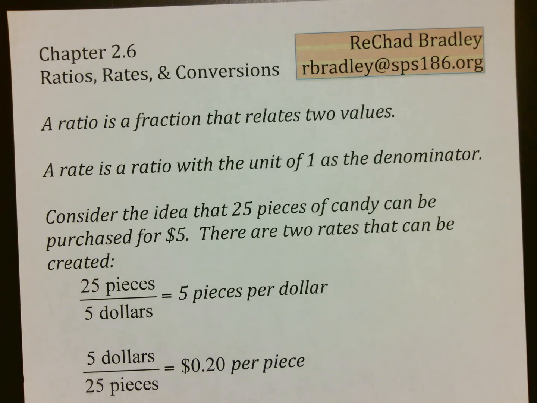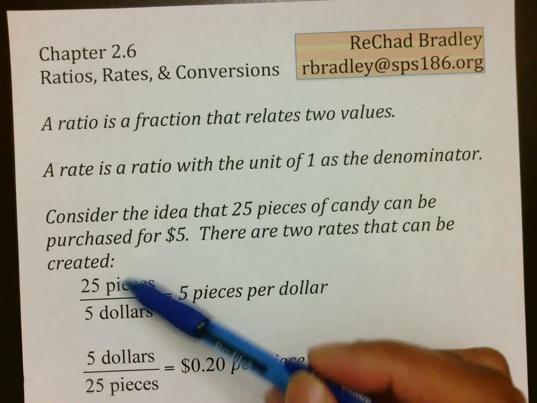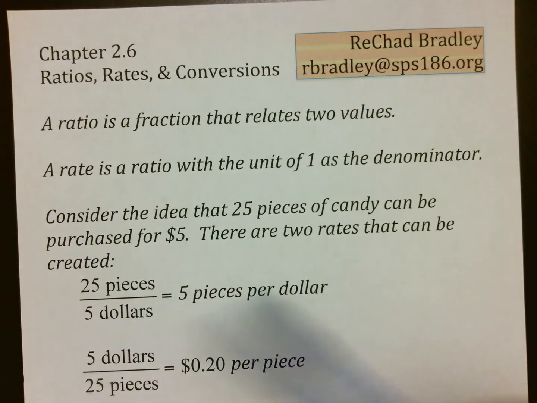So again, the two rates are pieces per dollar or dollars per piece, and that is what your rate is. Again, the ratio itself is when you take the two numbers that are related and you put them into one of the two fractions. So you've got 25 pieces for $5, or you've got $5 for 25 pieces.